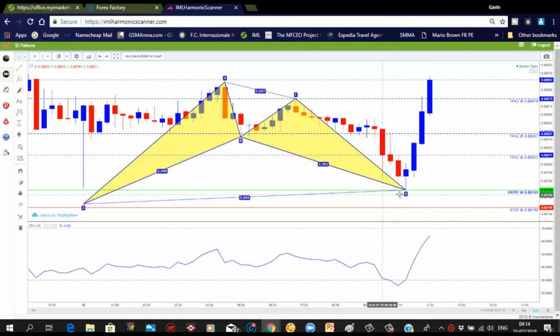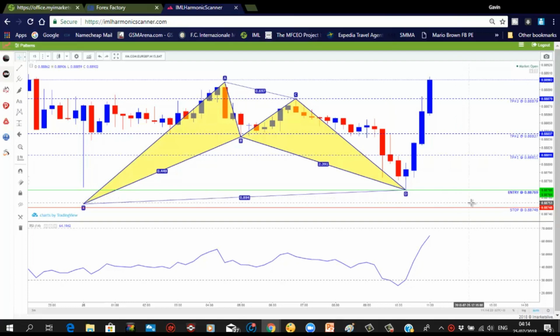Right? So the D is here, and you look for your take profit. If it's above the D, it's a buy. If it's below the D, it's a sell. Right? I repeat that one more time. If it's above the D, it's a buy. If it's below the D, it's a sell.